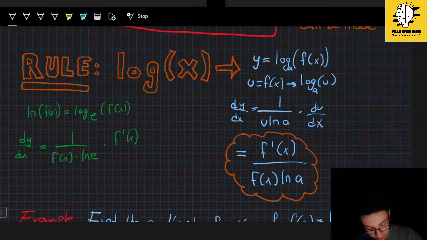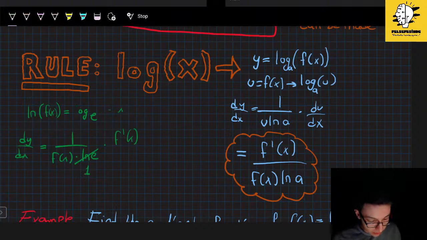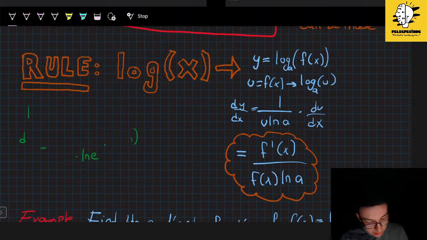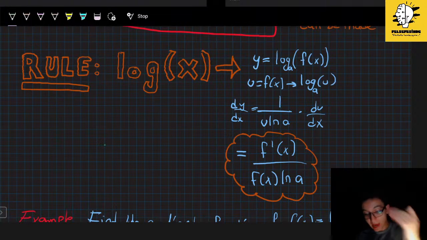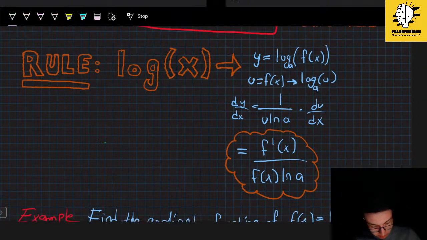Because ln e is already 1. That's why it was given in this form, and that's why the rule that we previously discussed was in that form. You can understand it from here, just by using the log x rule. So the simplified form for log x is f'(x) over f(x) times ln a, where a is our base. Okay? Everything clear? Let's solve questions.